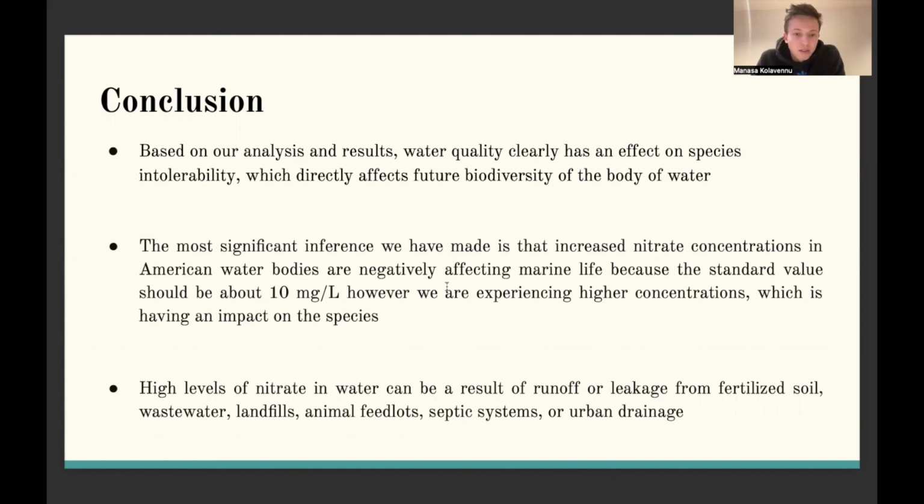And these high levels of nitrate in the water can be a result of runoff from fertilized soil, wastewater, landfills, septic systems, and general urban drainage and pollution. So thank you for listening, and reduce your fertilizer use.